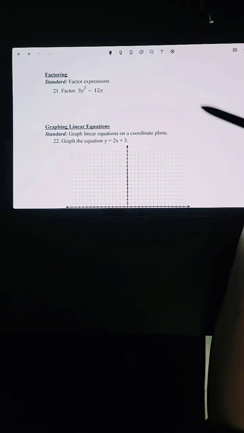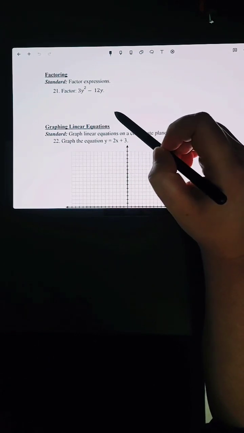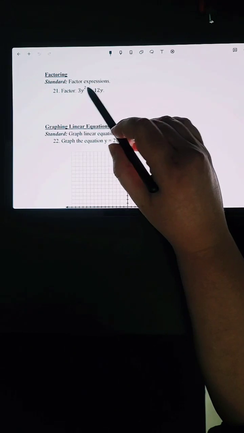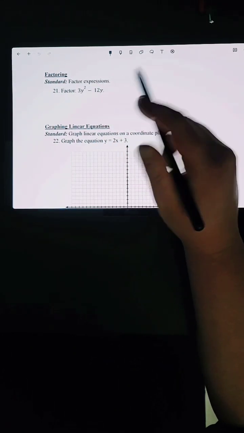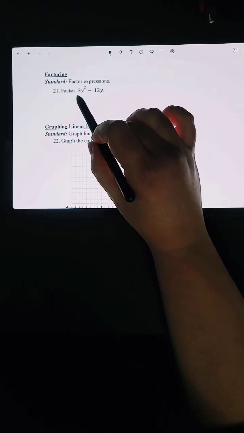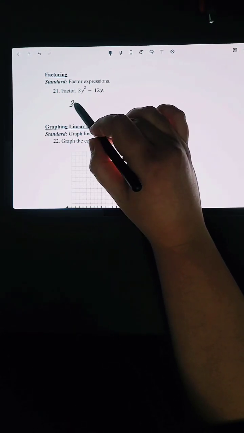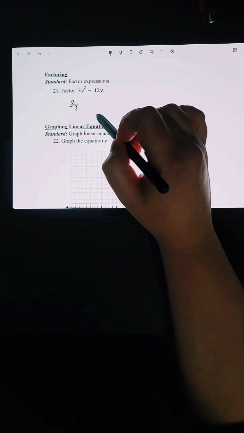Now we're going to do some factoring. So with factoring first, I'm going to say, okay, can I take out a GCF, a greatest common factor? There's actually 2 things that I can take out here. 3 goes into both of these, so I can take out a 3, and also y goes into both of these, so I can actually take out a 3y.